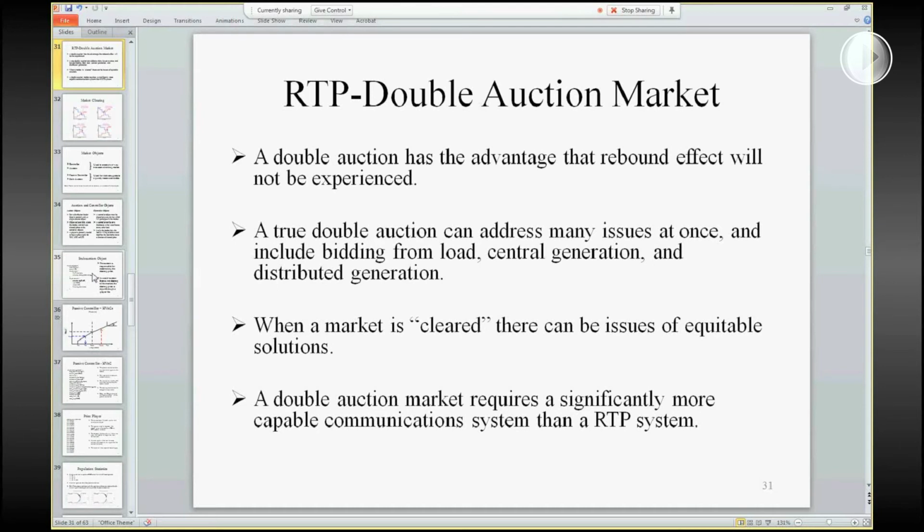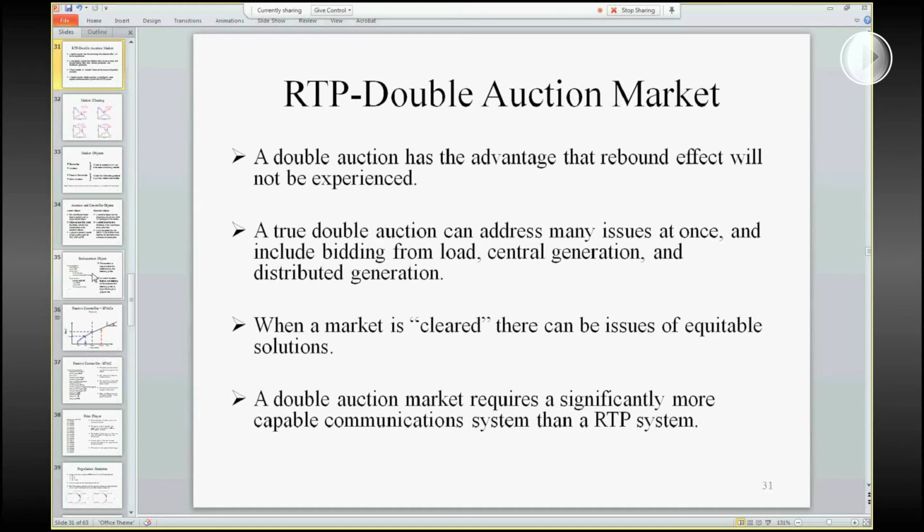So this is what we'll call a true double auction market. Both the end-use loads and the supply are bidding in their portion of either demand or supply, and creating a market which is cleared. And inside that market, certain constraints can be put on to extract certain benefits.